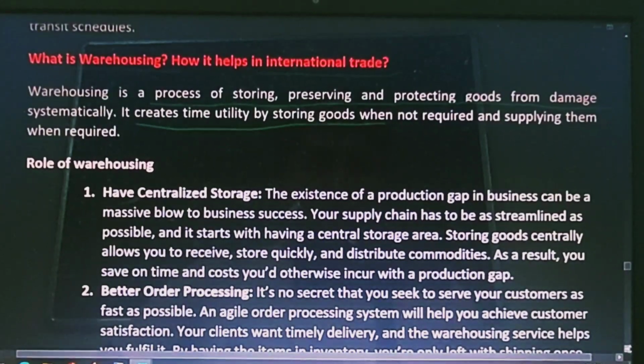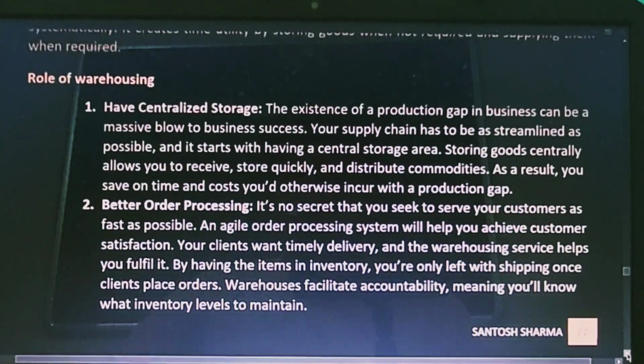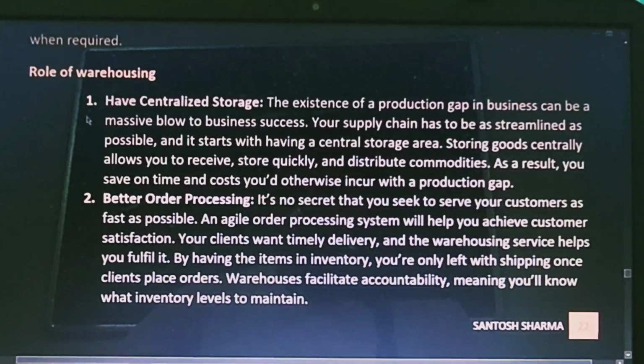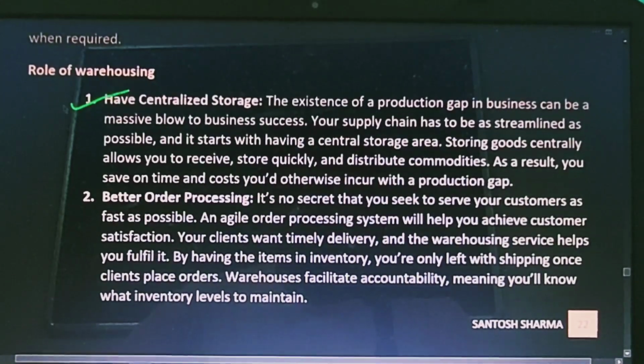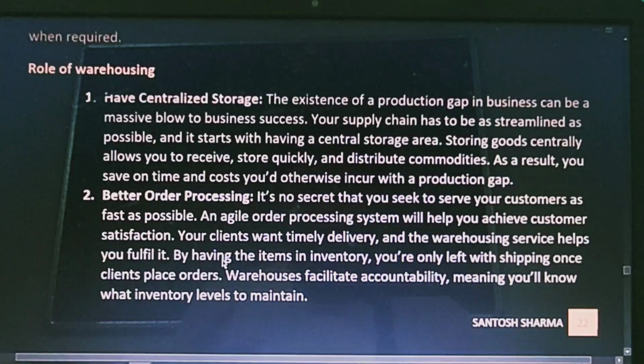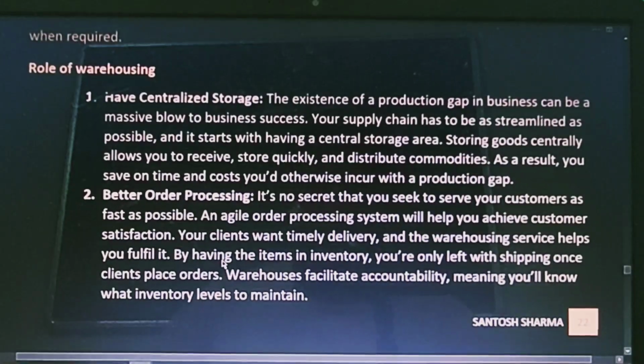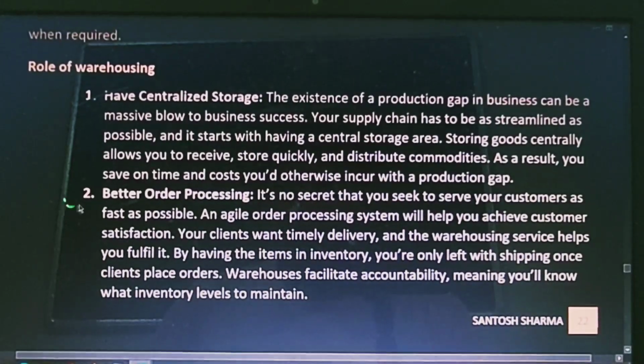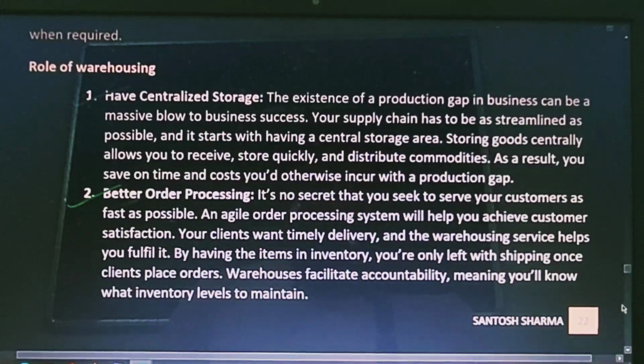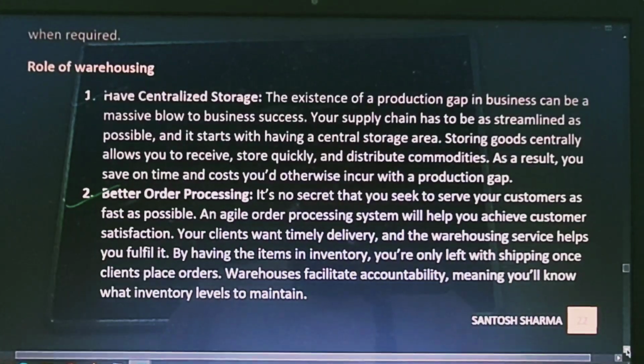And let's see the main roles, advantages, importance of warehousing. Firstly, they have a centralized storage. That means goods can be stored in one place systematically. Then better processing of the orders, because you can select which goods to be sold.